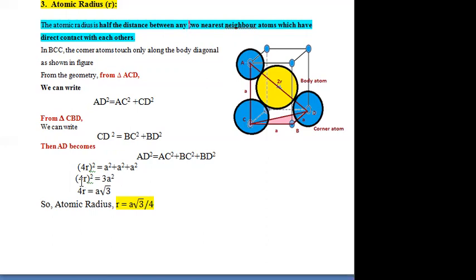So we can write 4R whole square is equal to 3a square. Removing the square term to measure the radius R, we get 4R is equal to a root 3. From this, the atomic radius can be written as R is equal to a root 3 by 4.